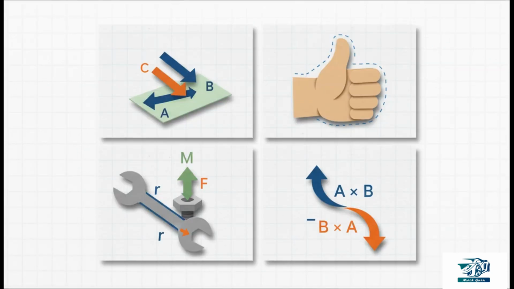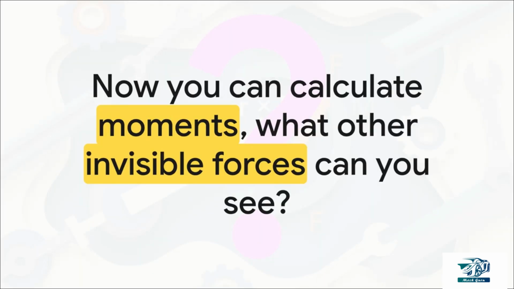So let's recap the absolute must-knows. 1. The cross product creates a new vector that's perpendicular to the original two. 2. We find its direction with the right-hand rule. 3. Its main job in our world is calculating the moment of a force with M equals R times F. And 4, I'll say it again because it's that important. Order matters. We've just unlocked the fundamental math behind rotation, so I'll leave you with this to think about. Now that you can see and calculate moments, what other invisible forces all around you in the world of engineering can you finally start to understand?